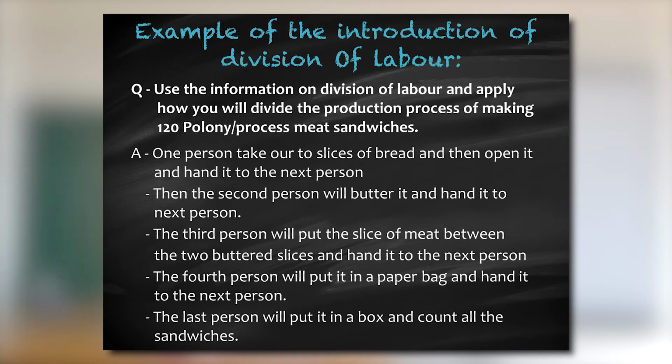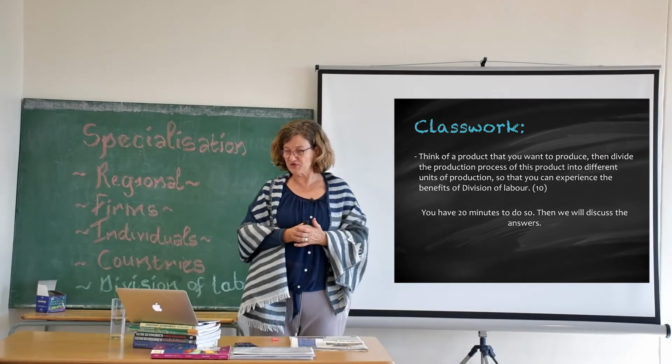So you see, for you as a class, to produce 120 sandwiches that look exactly the same, you can divide this in a production process. Now, if you come in a practical, you can actually try this and see if it's really increasing the efficiency. If you produce with 5 people at one product, or if you have 1 person to do all 120 sandwiches. Okay, here's classwork for you.